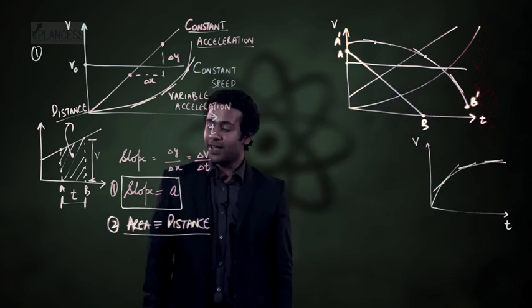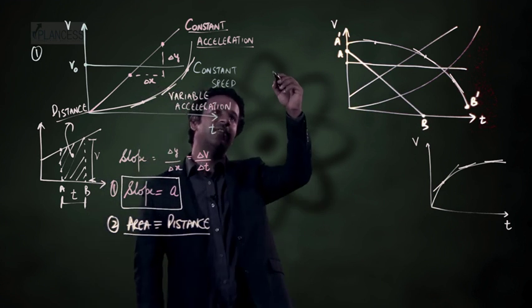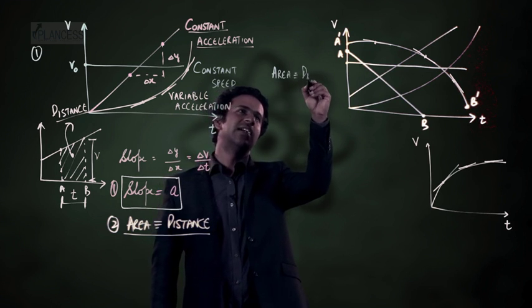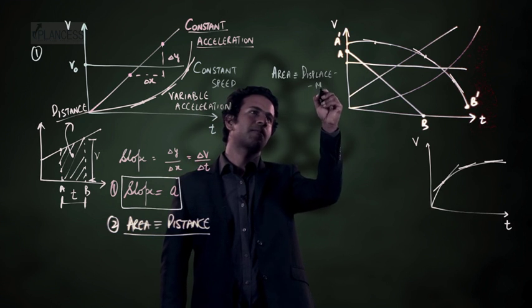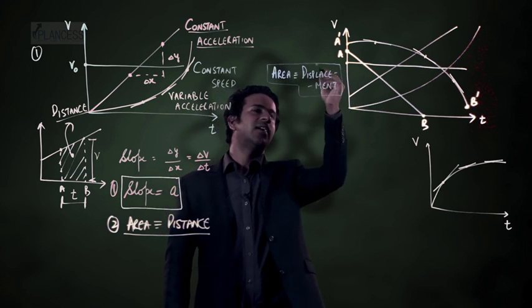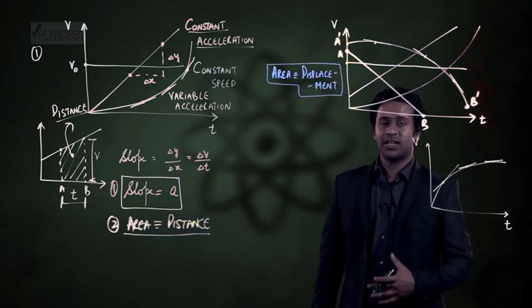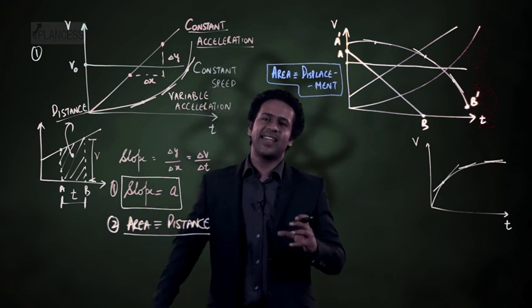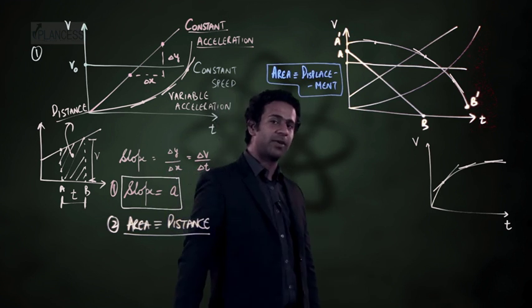The second thing is that if we find the area under a velocity time graph, the area would give us displacement. So the area under a velocity time graph gives us displacement. Right. So once again, let's think of the differences between a speed time graph and a velocity time graph.